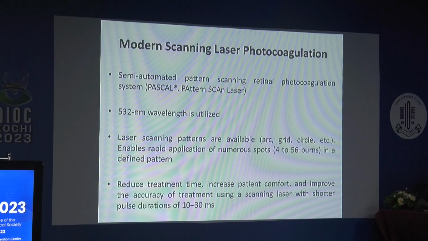The other are the modern scanning laser photocoagulation techniques, like the Pascal, now a simple pattern laser. Other companies have also come forward. It also uses the same 532 wavelength. And in this we have various patterns available, in an arc, a grid, or a bigger rectangle, and that reduces the time and increases the patient comfort since the duration is increased.